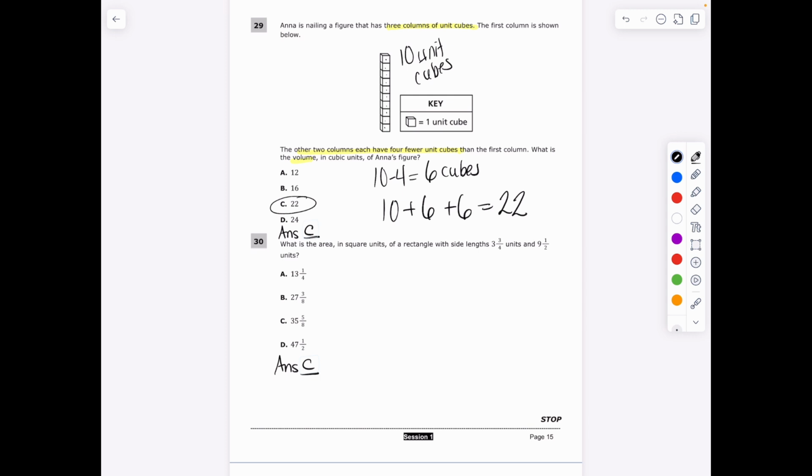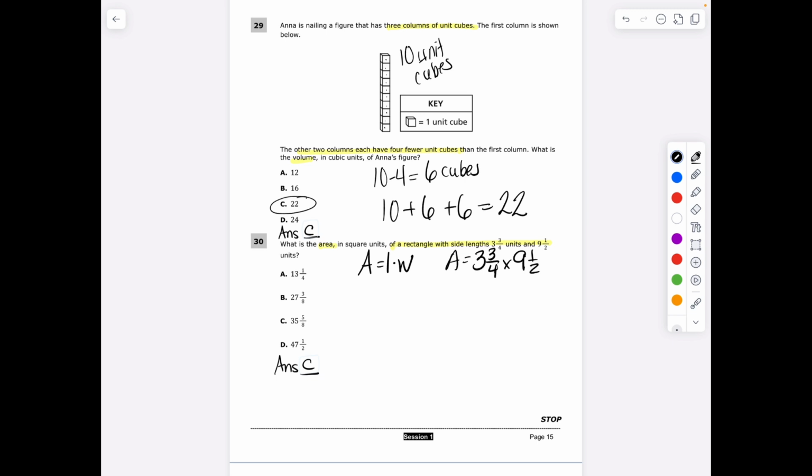And here's our last one. What is the area of a rectangle with lengths 3 3/4 and 9 1/2? So a doozy at the end. Okay, so we're going to multiply because we know area is equal to length times width. And that means we're multiplying 3 3/4 times 9 1/2. So this one's definitely a doozy for an ending.